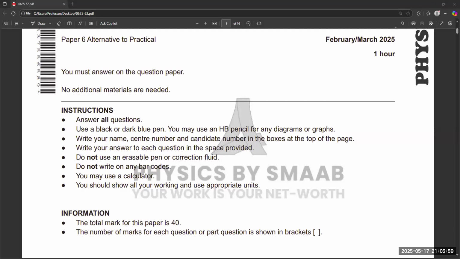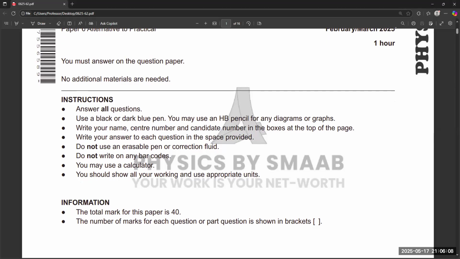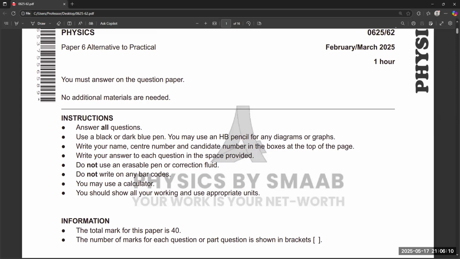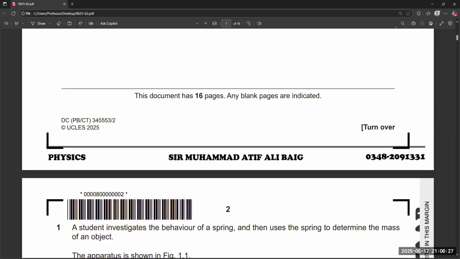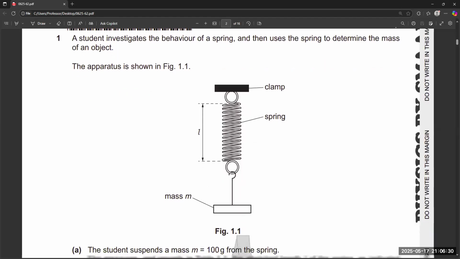Okay, today we are going to solve the ATP paper of Feb March variant 2025, right? We know that in O Levels and IGCSE we now have the same types of question in ATP. This is the paper of IGCSE, because in IGCSE we have the Feb March variant. So this is the 2025 Feb March paper. Let's see what type of questions we got in Feb March 25.